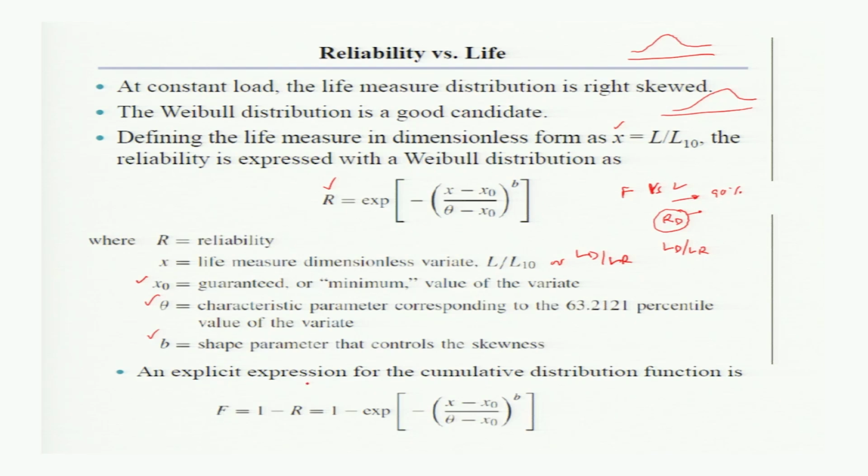Now, an explicit expression for the cumulative distribution function is 1 minus R from this equation, and that will be given by 1 minus the value of R taken from this equation.